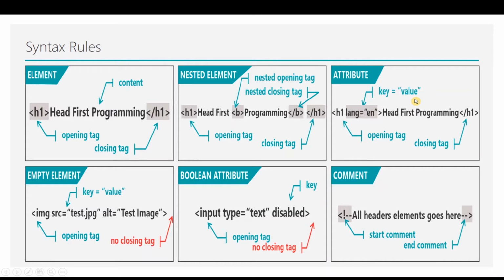The provided value should be enclosed within double quotes. These attributes should be defined in the opening tag right after the element name, separated by a space. An element can define more than one attribute, and they should all be separated by spaces as well.